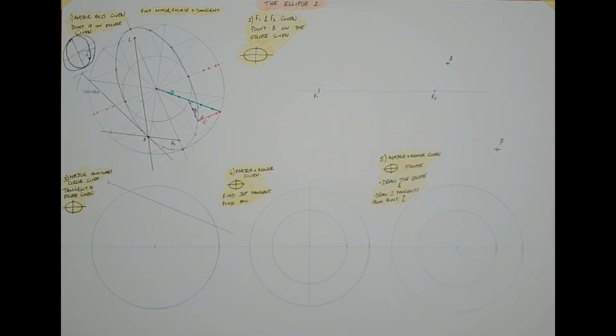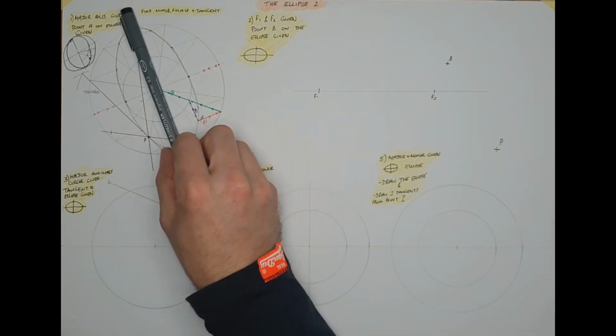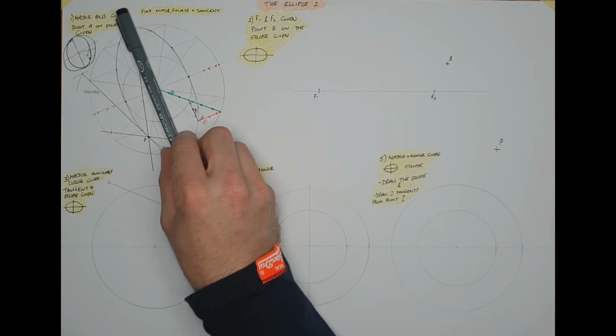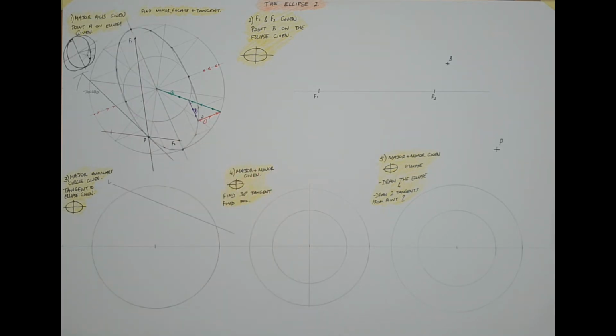So there's an ellipse drawn that has a major axis at just some random angle. Now that could be given as 60 degrees, 45 degrees, 75 degrees. It could be anything at all. It will not change the principle in the process that we've just covered.